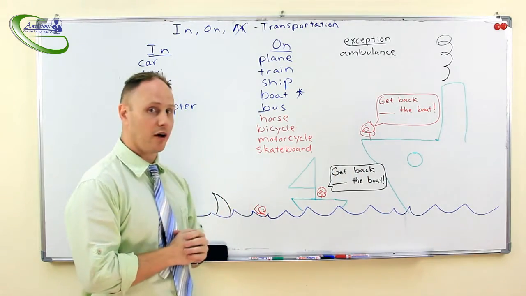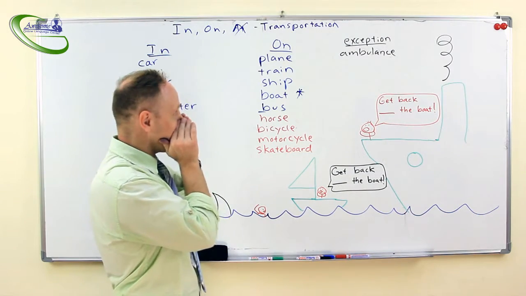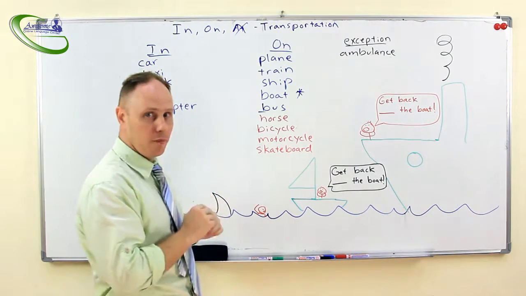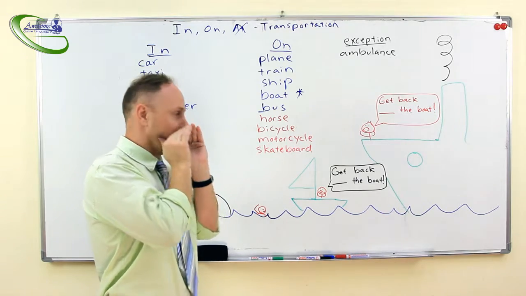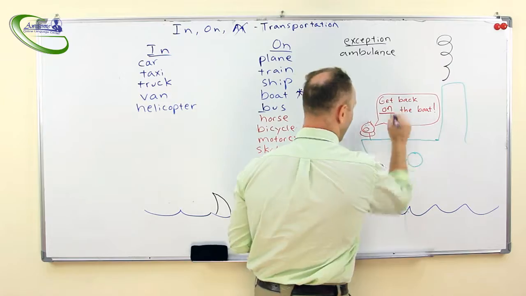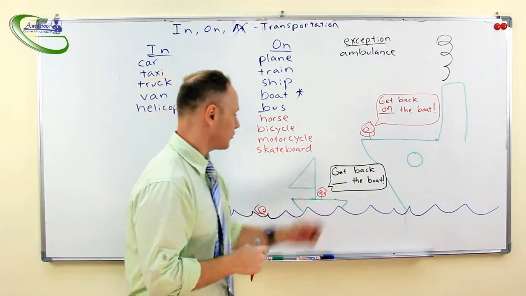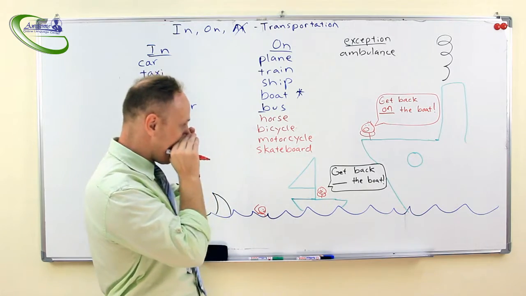Well, again, if we apply our rule, he's going to yell, get back! Which one? On the boat. Get back on the boat! Hurry up! Why? Because he's on a boat that you can move around in. And then the next one, he's going to yell, get back in the boat!